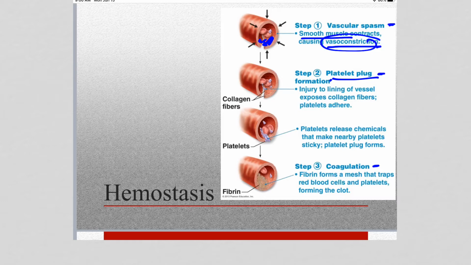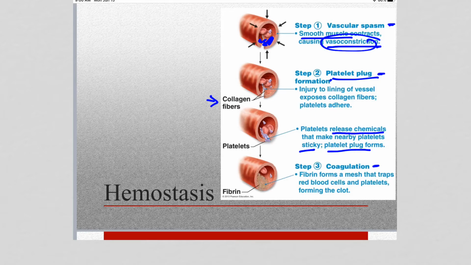The exposed collagen fibers are going to attract platelets, and when the platelets adhere to these collagen fibers, they become sticky, they develop pseudopods, which are kind of like feet-like projections, and they release a chemical. This chemical then attracts other platelets to that site. Those platelets come, attach to the collagen fibers, develop pseudopods, become sticky, and release a chemical. Then more platelets come, and the same thing happens, and they make a platelet plug.